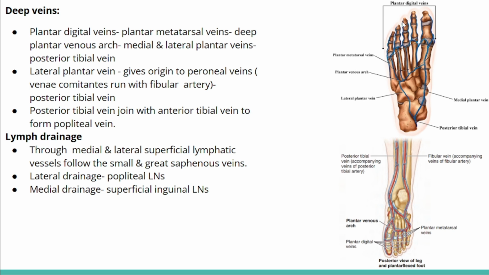So we'll talk about the deep venous system. The deep system starts with the plantar digital veins, you can see in the digital area. These plantar digital veins form plantar metatarsal veins, and they join to form the deep plantar venous arch. Then from this deep plantar venous arch, medial and lateral plantar veins arise, and they join to form the posterior tibial vein. Also the lateral plantar vein gives rise to the peroneal veins, which are the venae comitantes that run with the fibular artery.